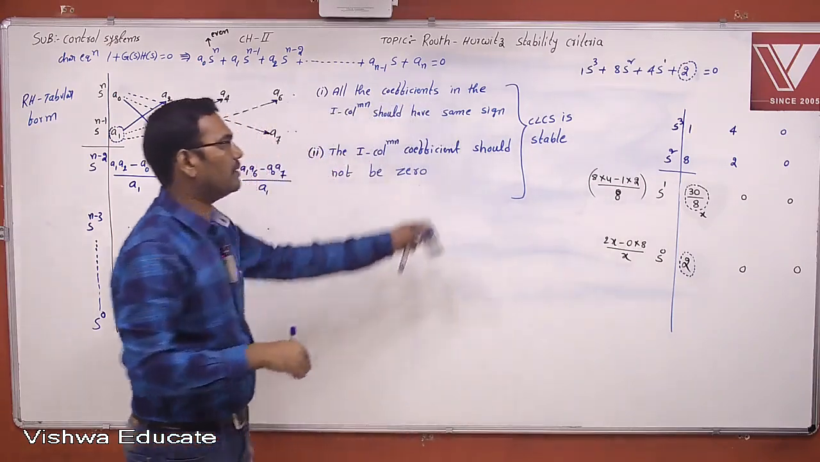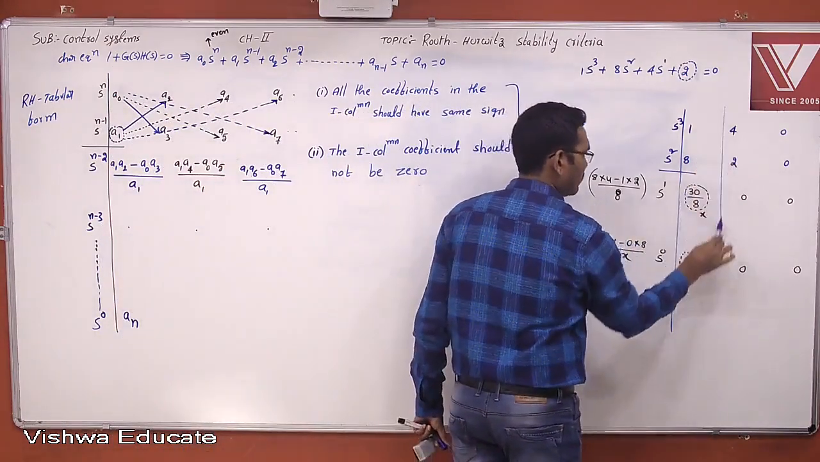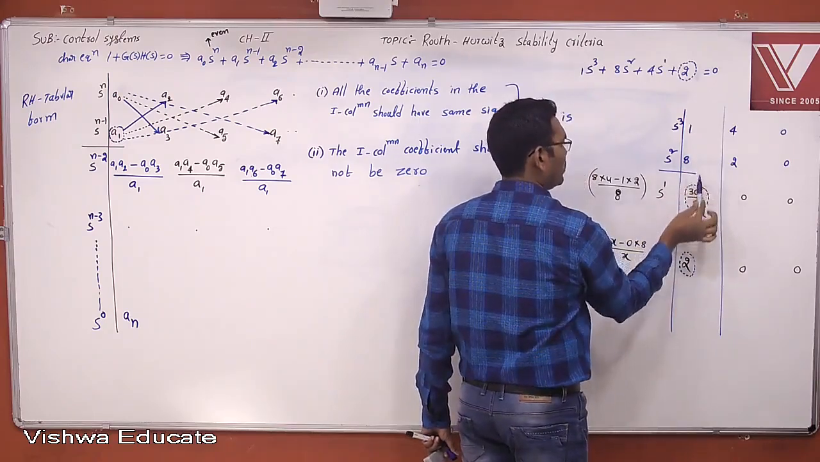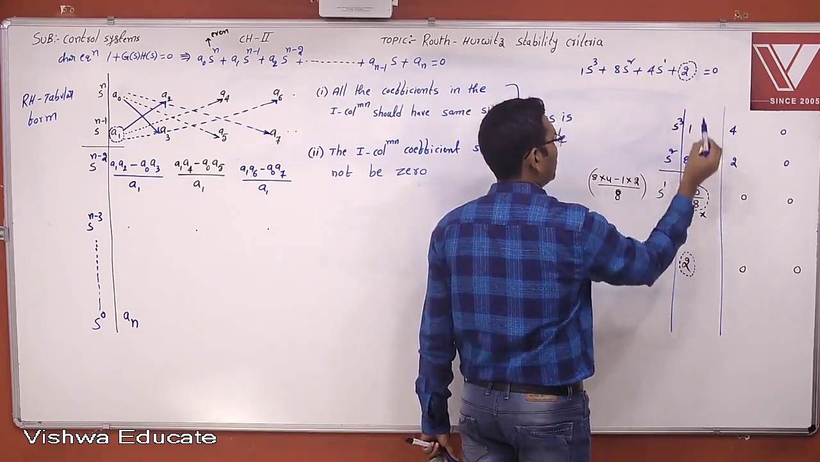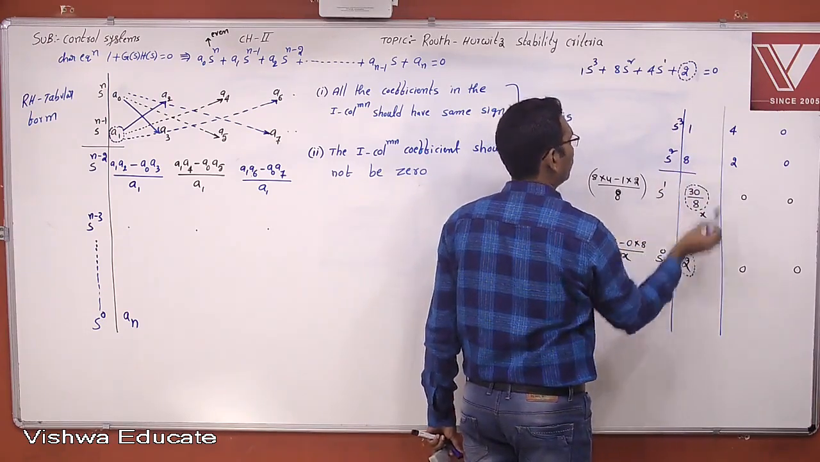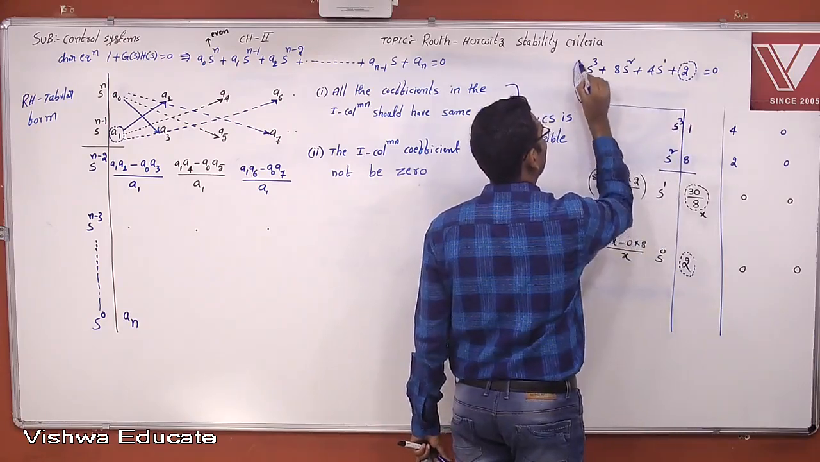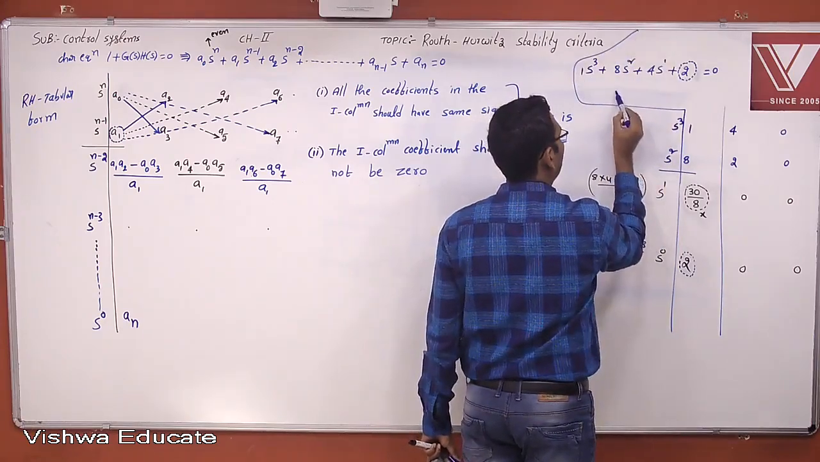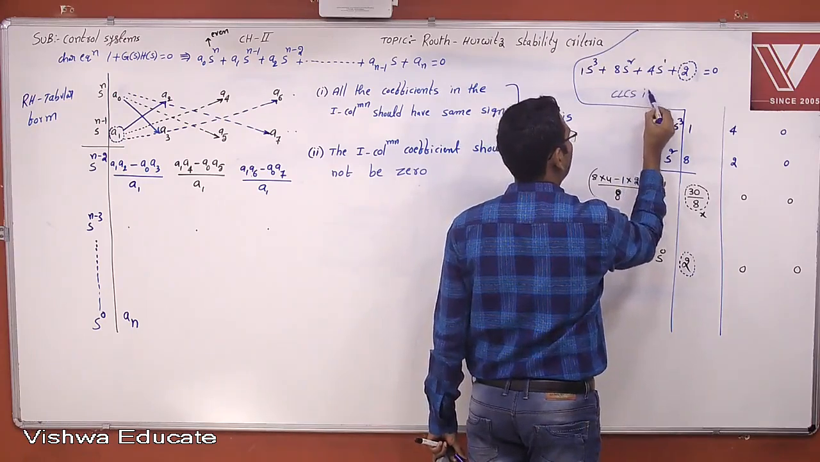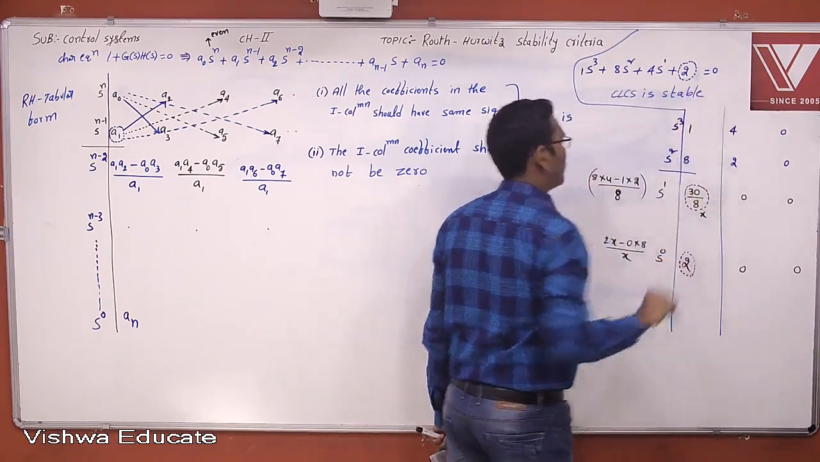Let us check this with the existing problem. See the first column: positive, positive, positive, positive. Condition 1 is true. Not equal to 0, not equal to 0, not equal to 0, not equal to 0. Therefore, whatever example we are taking, this is a stable system. Is it understood or not? This is a closed loop control system, 100% stable.